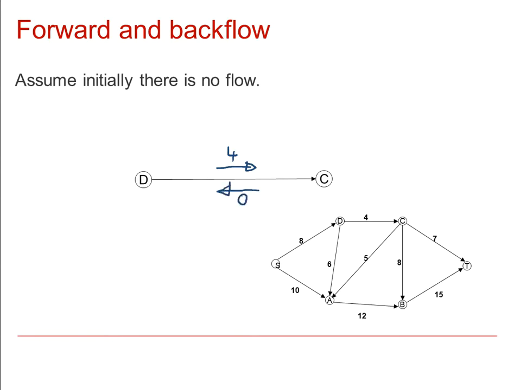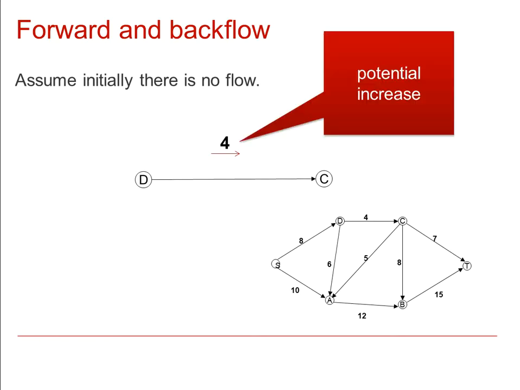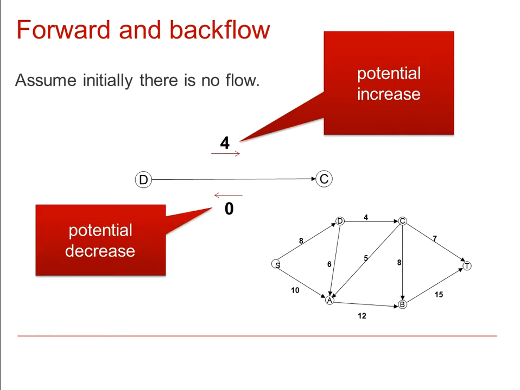So we're going to create a new picture which has got 2 arrows on every single arc. One showing the increase, and a second one pointing backwards showing the possible decrease. Now we have to do that for every arc on the network.